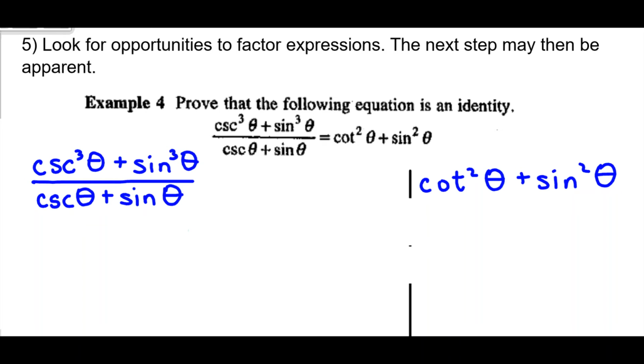Suggestion number 5 tells us to look for opportunities to factor expressions. The next step may then be apparent. So I have my next example set up. I have the left side over here and the right side over here. And when I look at this, I see, you know what, I have a fraction over here. That is way more complicated than no fraction, so I'm going to work on this side. Now, my suggestion is to factor. So my denominator, I'm going to start there. It doesn't have anything in there that I can factor. Cosecant and sine, there's no way that I can factor something out.